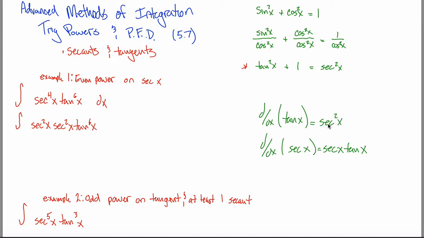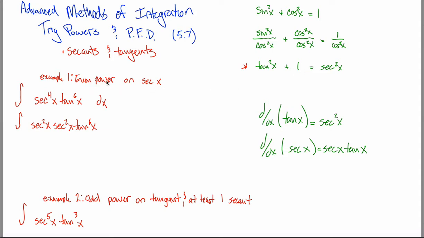But wait, if your du is going to be secant squared, that means your u is going to be tangent, but you don't have just tangents here. You have these tangents, but you also have some secants. You can't have secants and tangents if you're going to let u be equal to tangent. Right, we have to change these secants into tangents. If only there was some relationship between tangents and secants. Oh, right, this thing. I can change all of my remaining secants into tangents according to this identity.